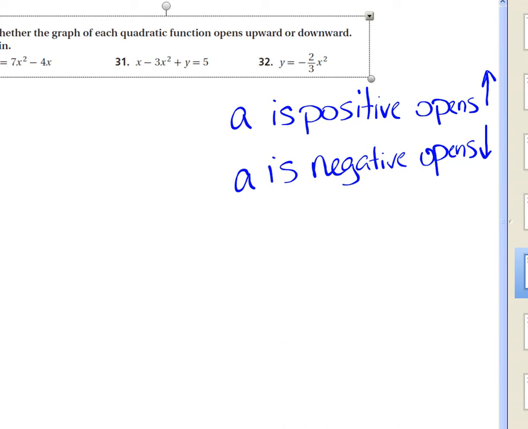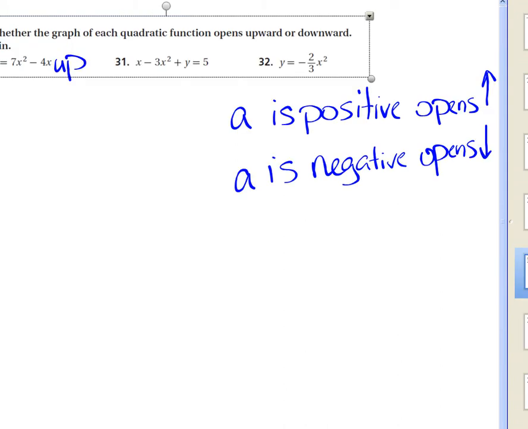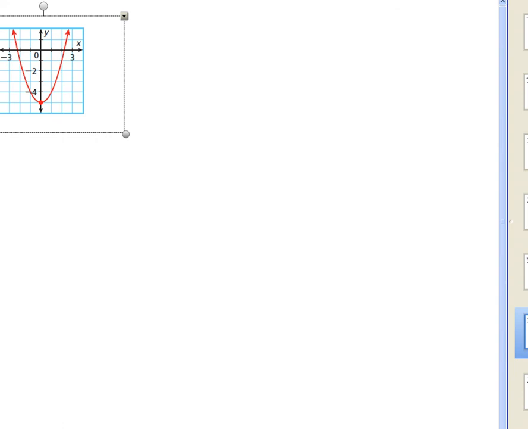Okay, so the only thing you need to keep in mind here, before we can look at if A is positive or negative, y has to be all by itself. So number 30, does it open up or down? Up. And 31, 32, you guys can figure out. Yes. Okay. Please don't shout stuff out.